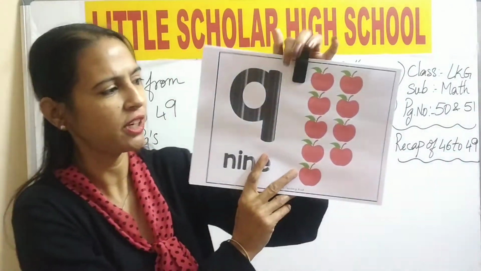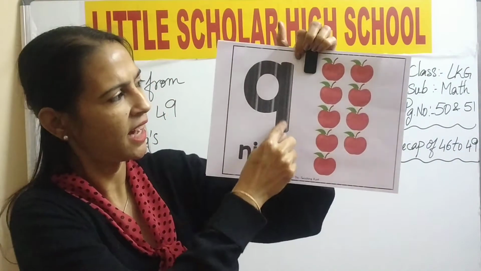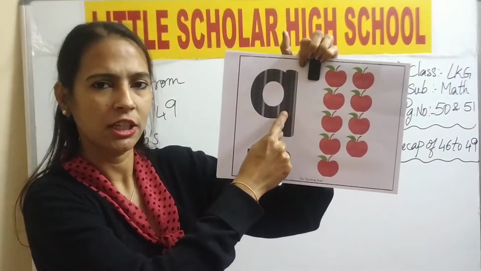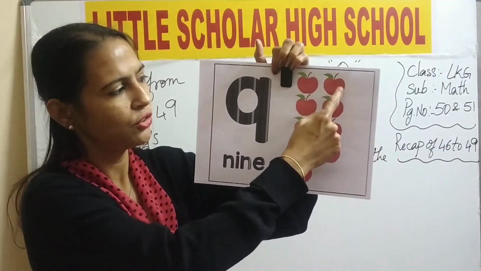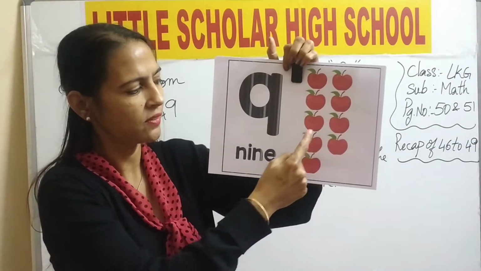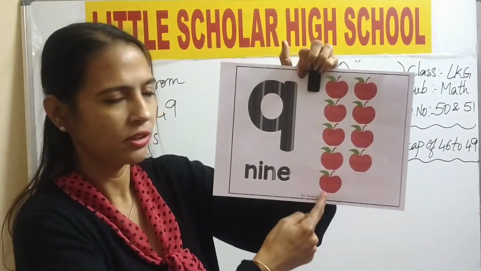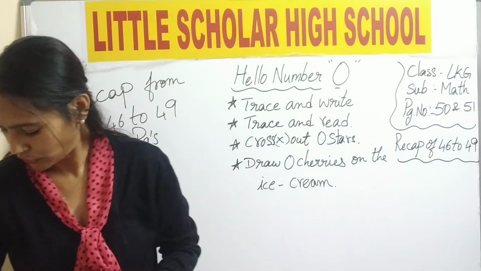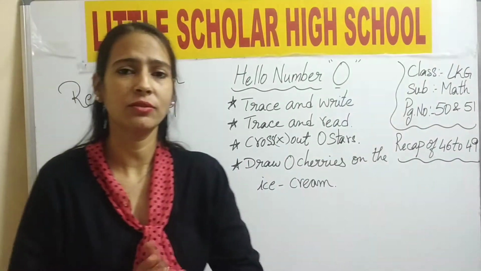And how do we trace 9? Standing line and a curve. Again, 1, 2, 3, 4, 5, 6, 7, 8, 9. Standing line and a curve. Now for 0, what have we done?